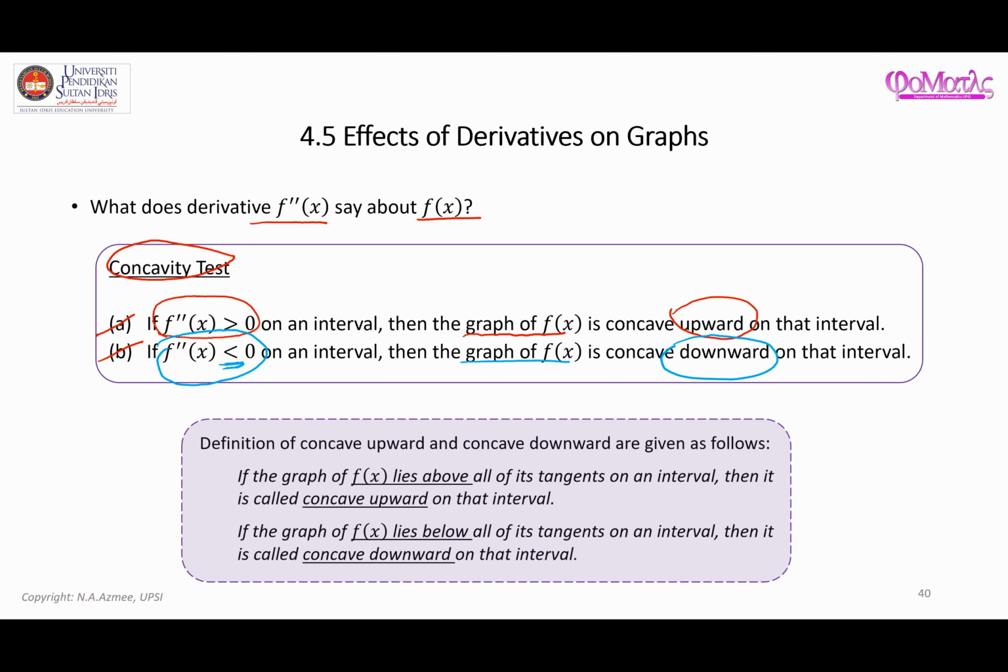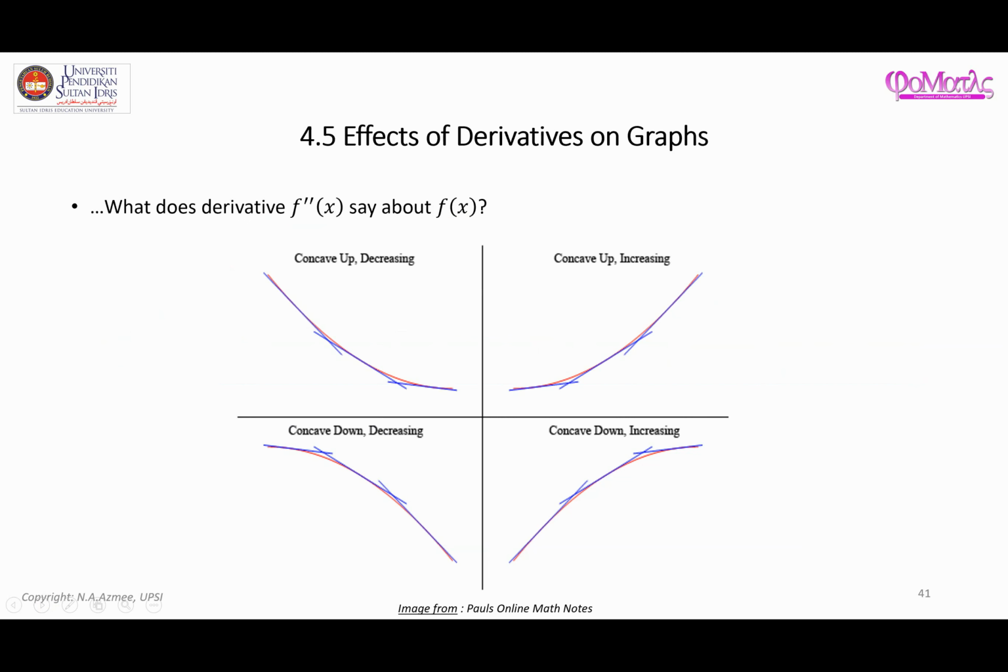The definitions of concave upward and concave downward are given in this purple box. It is called concave upward if the graph of f(x) lies above all of its tangents on that particular interval, and it is called concave downward if the graph of f(x) lies below all of its tangents on a particular interval. I think the best way to understand these statements is by looking at the simple diagram given on this slide.